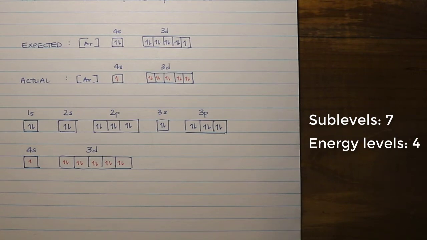So if we want to take a look at how many of the sublevels are represented by the third principal quantum number, or the third energy level, all we have to do is take a look at the sublevels that have 3 in front of the letters.